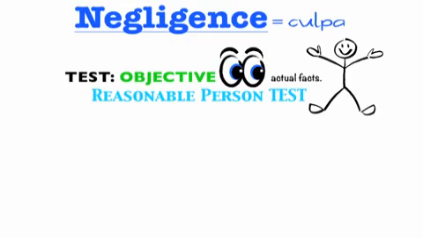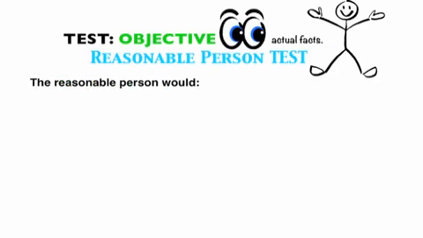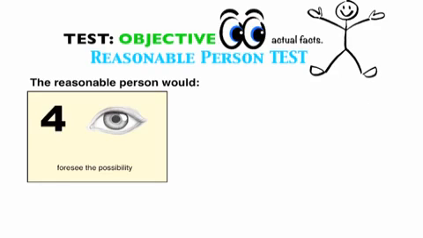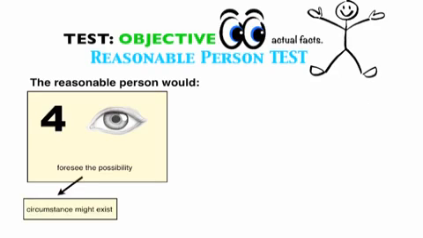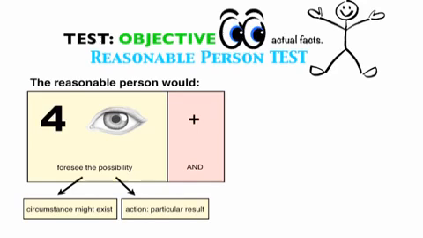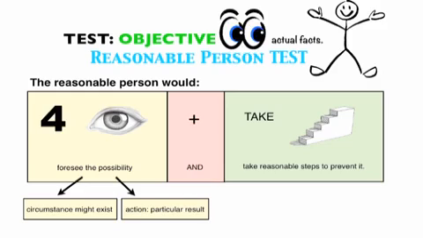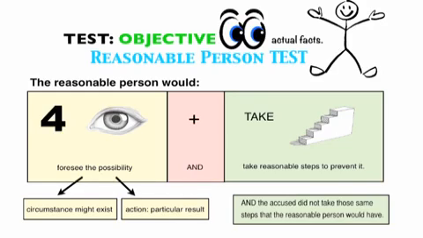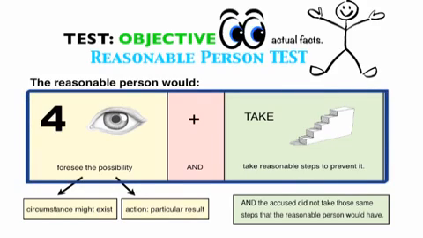A person's conduct is said to be negligent if a reasonable person in the same position would have foreseen the possibility that the particular circumstance might exist or that his conduct might bring about a particular result, and that reasonable person would have taken steps to prevent such a possibility, and the accused did not take those same steps that the reasonable person would have. In summary, we can say that the reasonable person test is the following. The reasonable person would foresee the possibility and take reasonable steps to prevent it.